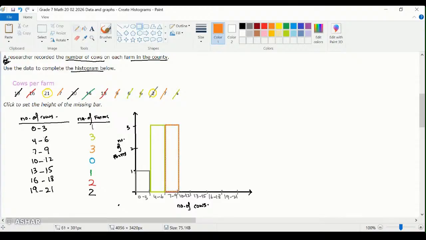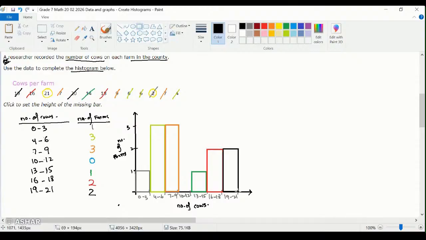Agreed. Between 10 and 12, there were none. There was 0, right? 13 to 15, there was 1. 13 to 15, there was a single bar. Okay, and the next one was 16 to 18, there were 2 farms. So we make it at a height of 2. Okay. And for the last information, 19 to 21, it was still 2.